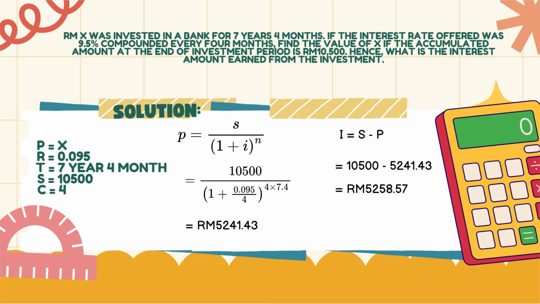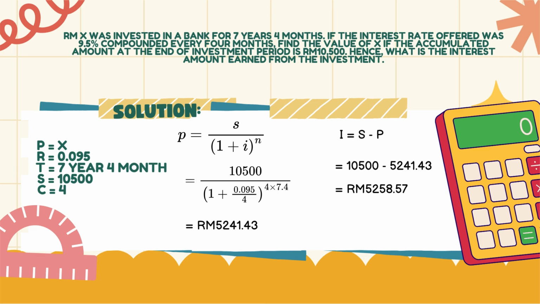RMX was invested in the bank for 7 years 4 months. X is our P and 7 years 4 months is our T. If the interest rate offered was 9.5% compounded every 4 months, when you see the percent symbol, you already know that is our rate, R, and compounded every 4 months is our C, which is 4 times in a year. Find the value of X if the accumulated amount at the end of investment period is 10,500 ringgit.